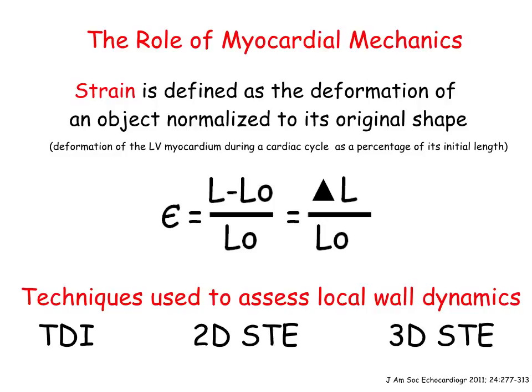Recent advances have enabled clinicians to evaluate left ventricular function using myocardial deformation techniques. Strain is a dimensionless index defined as the deformation of an object normalized to its original shape. Currently, myocardial deformation can be measured using TDI and 2D or 3D speckle tracking echo.